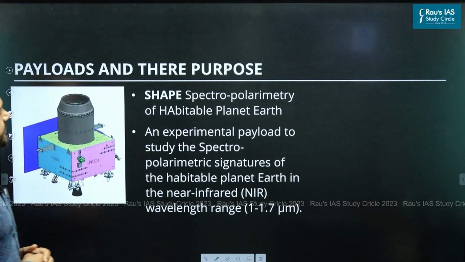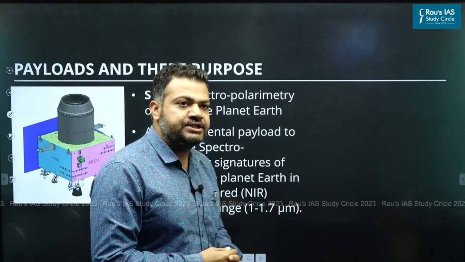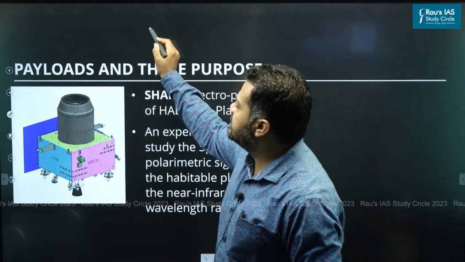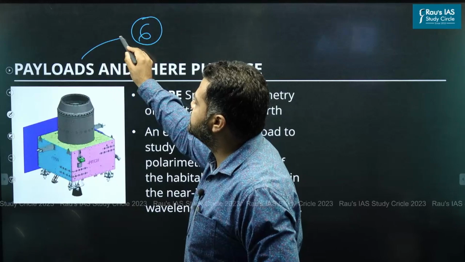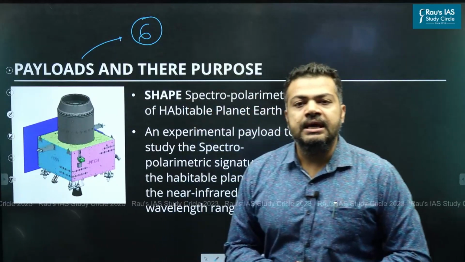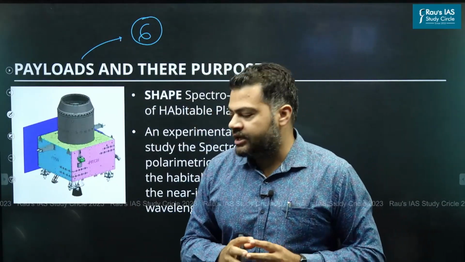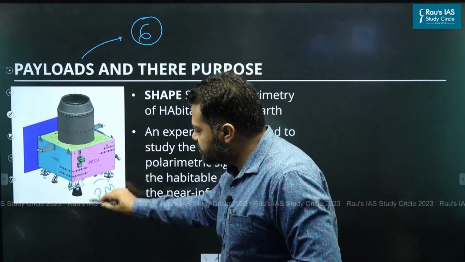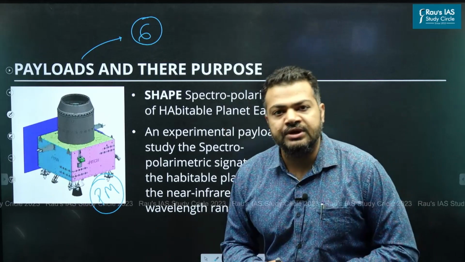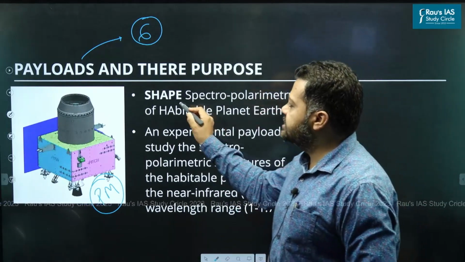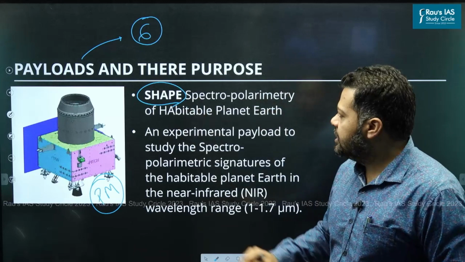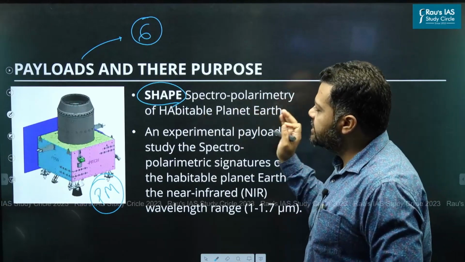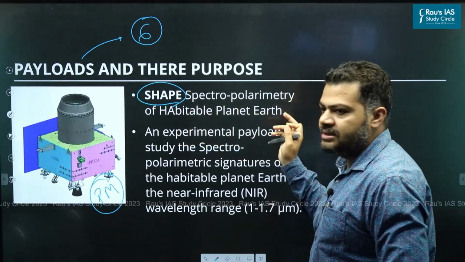Then when you look at the major payloads, Chandrayaan-3 contains a total of 6 payloads. The first payload is attached to the propulsion module, and this payload is known as SHAPE. SHAPE stands for Spectropolarimetry of Habitable Planet Earth.